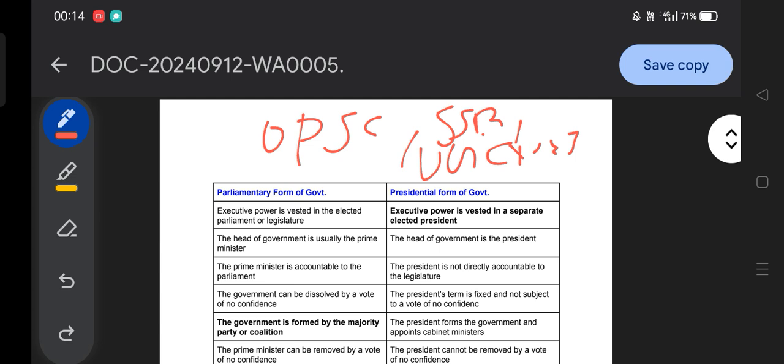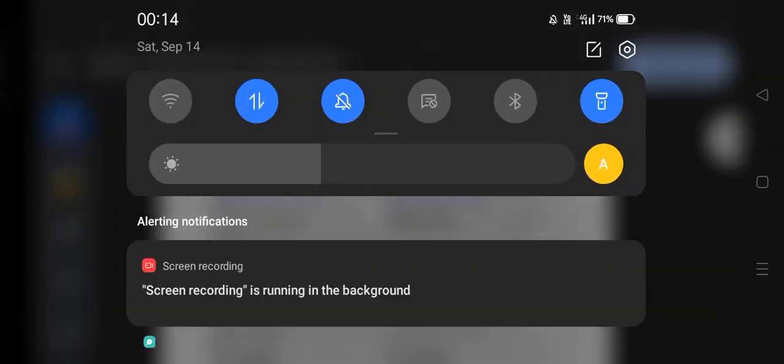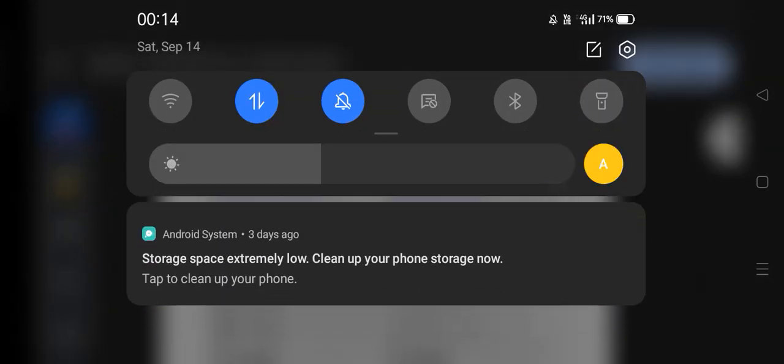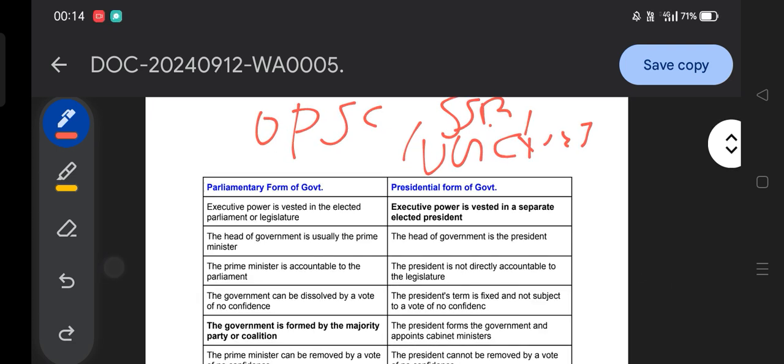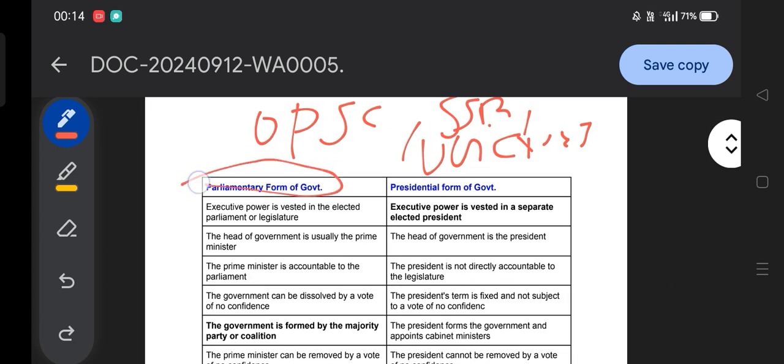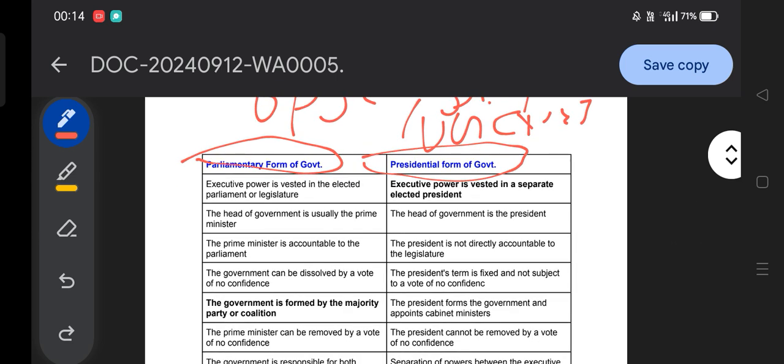Moving to the topic, the difference between the parliamentary form of government and the presidential form of government. First, we will look at the parliamentary form of government. The executive power is vested in the elected parliament or legislatures.